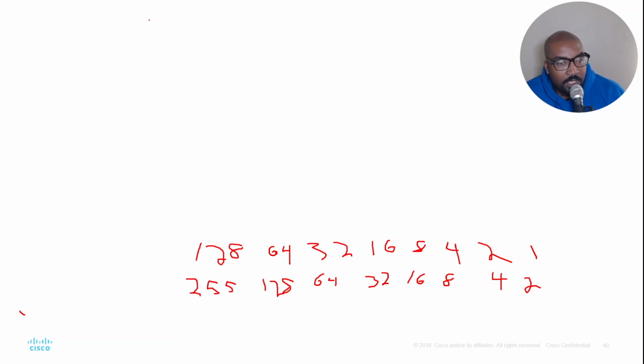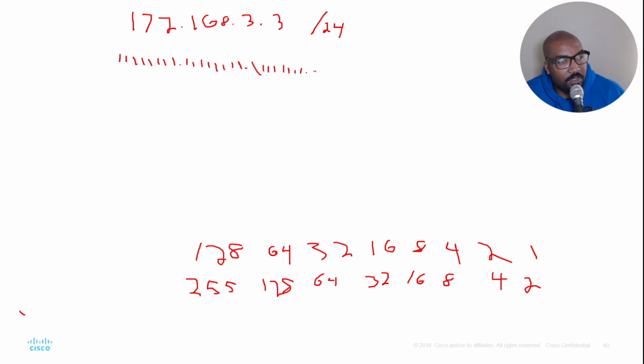All right, so now let's put an IP address up here. Let's do 172.168.3.3, and we're going to call this a /24. If you remember a couple slides before, I'm going to take our subnet mask and write that out in binary. So I'm going to go 1, 2, 3, 4, 5, 6, 7, 8, 9, 10, 11, 12, 13, 14, 15, 16, 17, 18, 19, 20, 21, 22, 23, 24, and then these are going to be zeros. I'm just going to put little dots for zeros: 5, 6, 7, and 8.